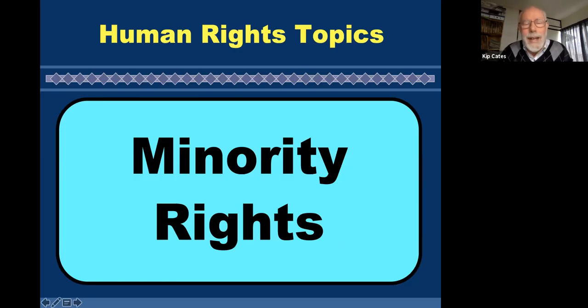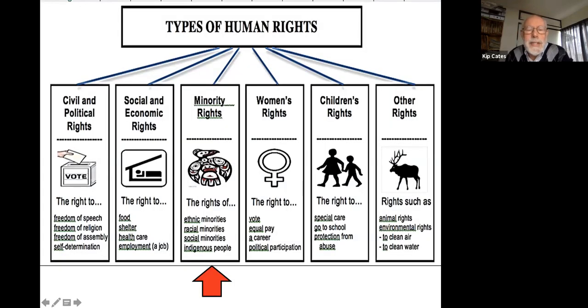Okay, women's issues is a big one. 90 minutes, I showed 2 brief activities. Let's move on to minority rights. For minority rights, I'd like to start with Indigenous people. And again, it's this section of our 6-part categories.